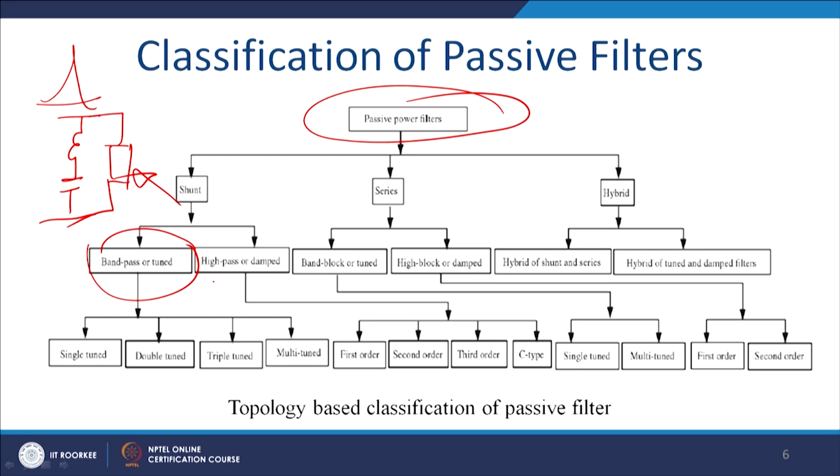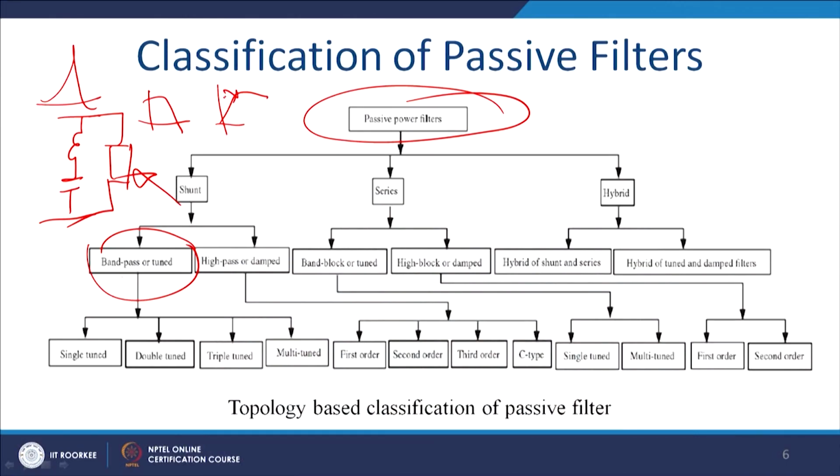It may have a high pass or damped, that means you will eliminate this kind of frequency response. This is a low pass and this will be high pass. So, you can have a high pass kind of entity, it will block everything after some frequency, that is low pass, and it will allow everything after some frequency, that will be the high pass. So, this is a 3 dB frequency.